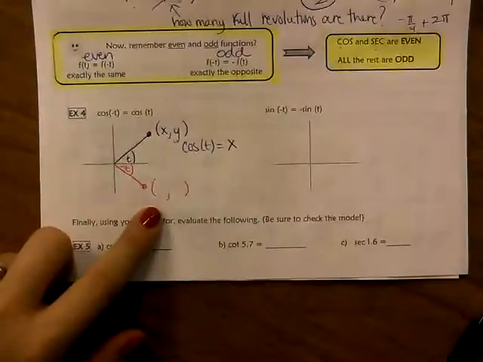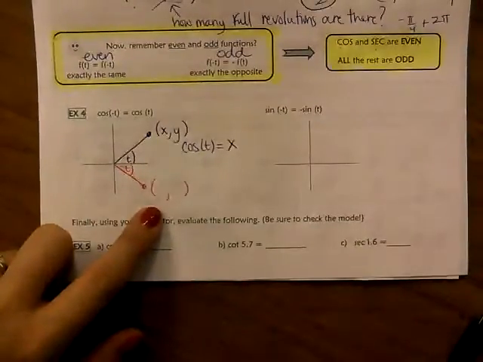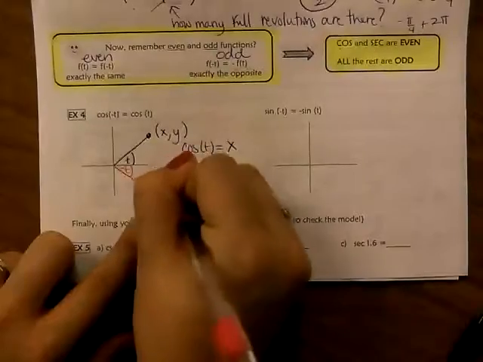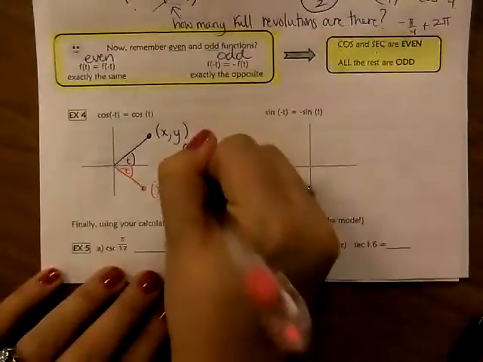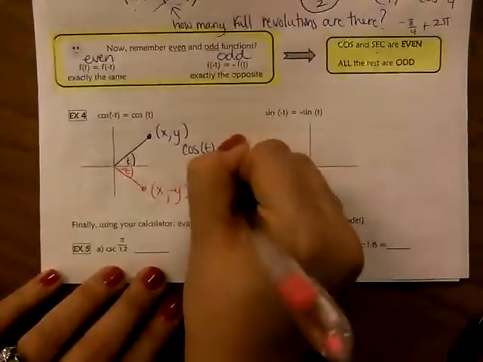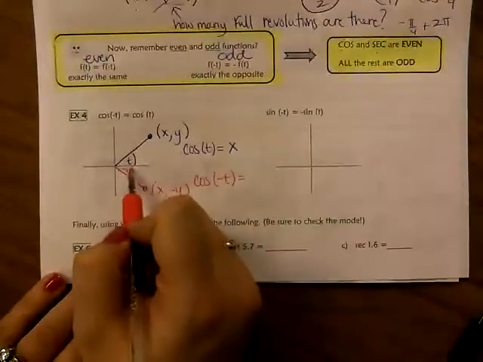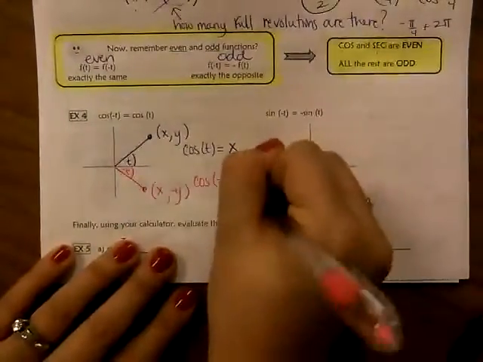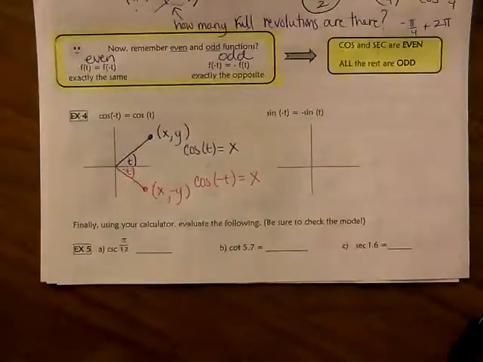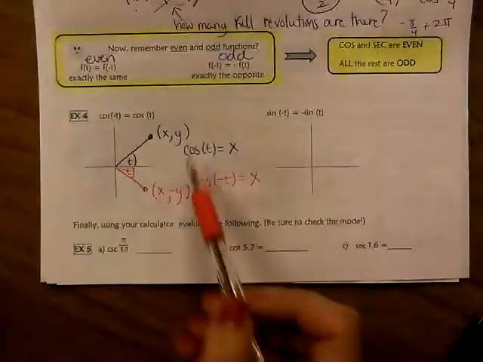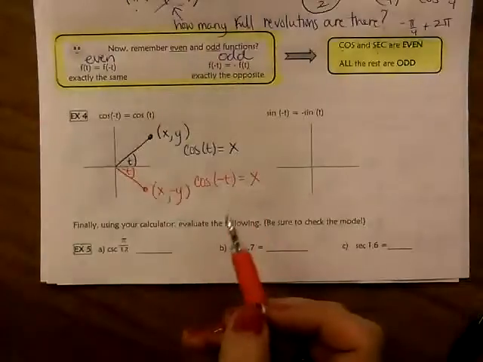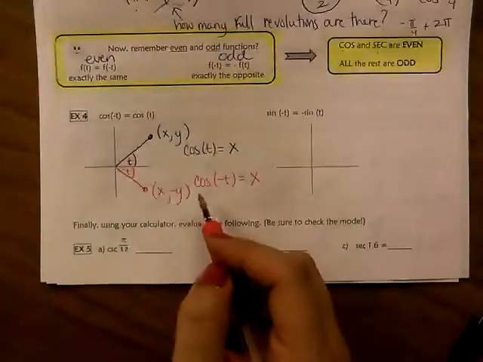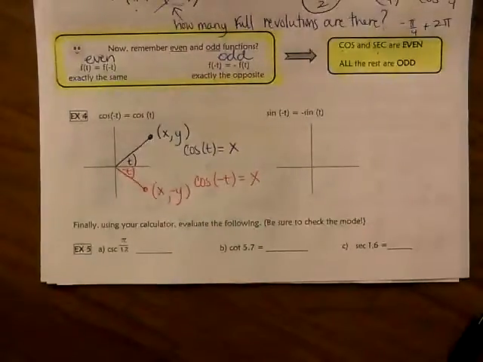So what would this coordinate be? What are the rules of reflection? X, negative y. So now if I think about the cosine of a negative t, the cosine of this negative angle, what is my x value? X. And they are exactly the same, right? Whether I plugged in the positive angle or the negative angle, I get exactly the same thing. That is why cosine is an even function.